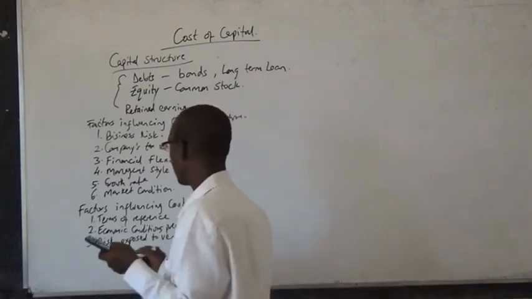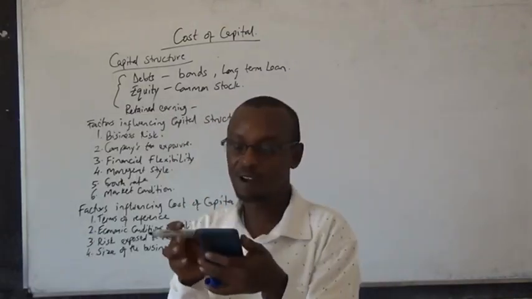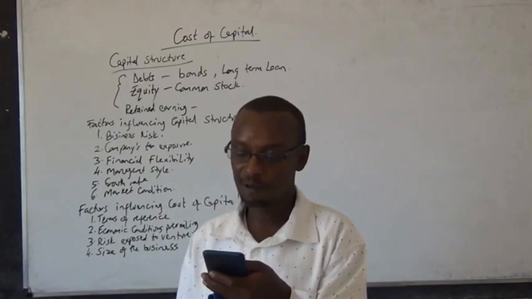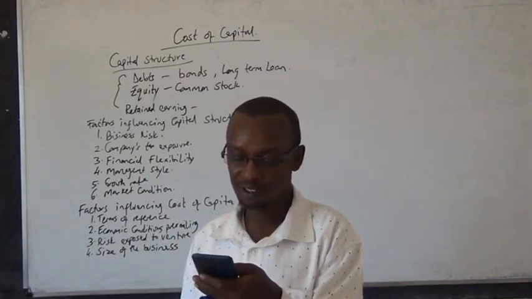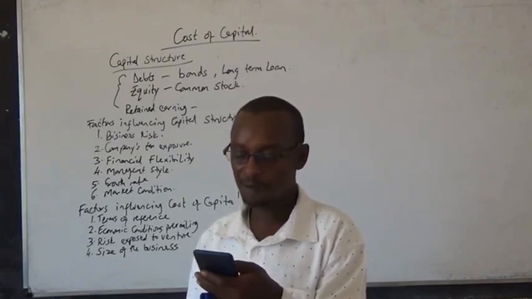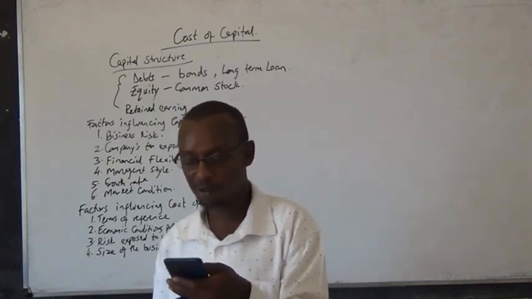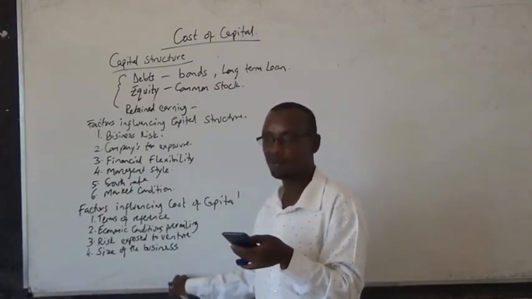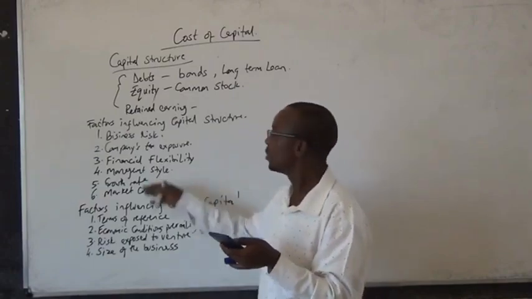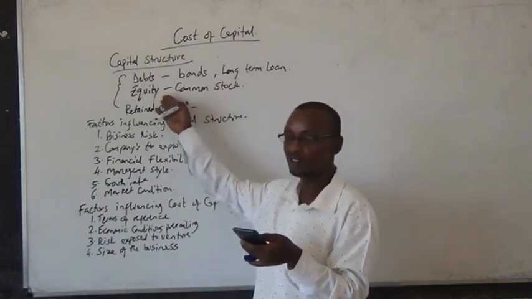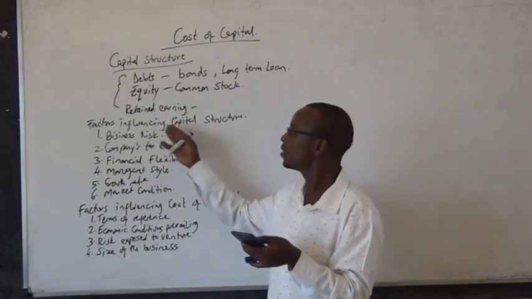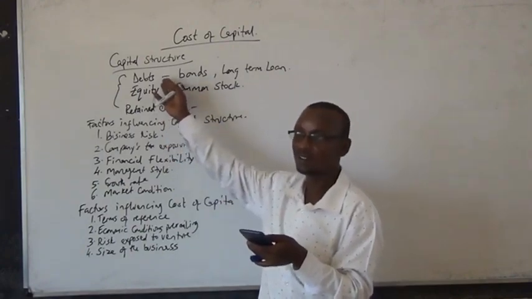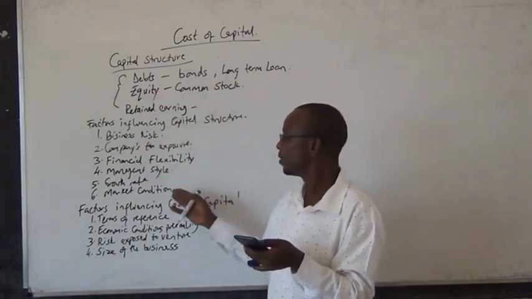The size of the business. A small company will find it difficult to raise finance. As such, they will pay a heavy cost of finance to obtain debt from lenders. The size of the company. A small business will not be able to raise equity. So when they need finances, they will have to go for debt, and then they will be paying more.